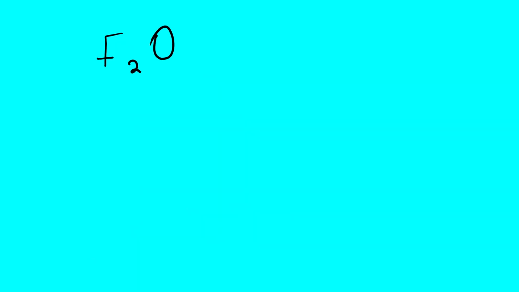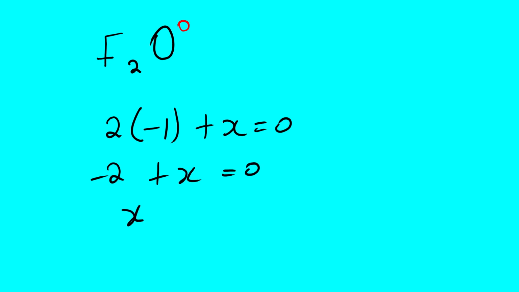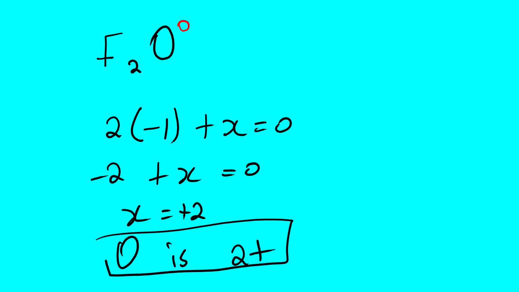What is the oxidation number of oxygen in this compound? We can see that the overall is 0. So we have 2 atoms of fluorine. Fluorine is always negative 1. So we have negative 2 plus x equals 0. Then x equals positive 2. You can see that the oxidation number of oxygen varies. It depends on the compound.